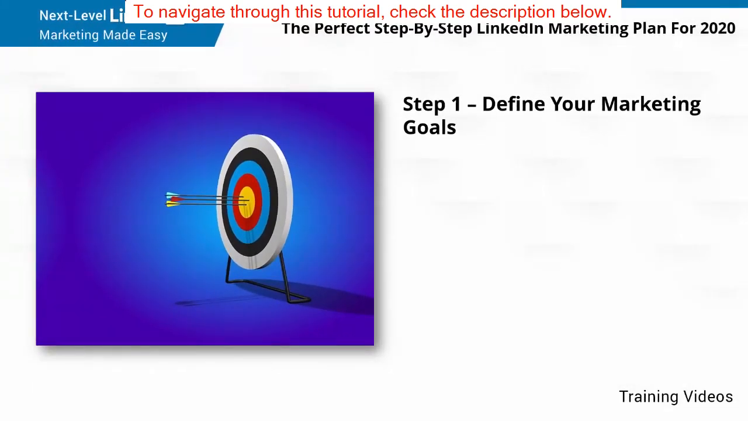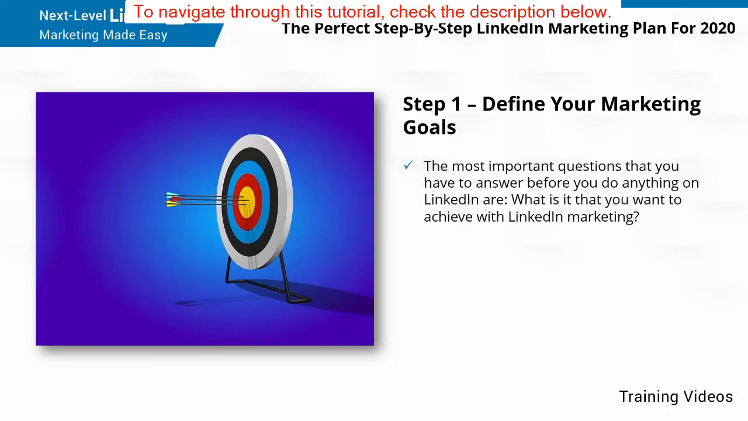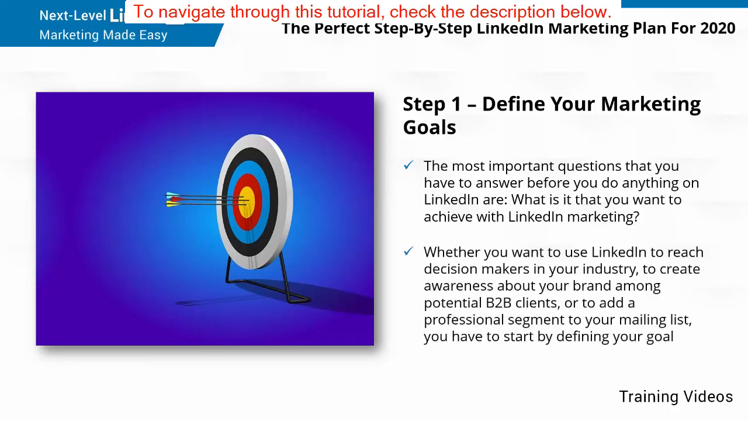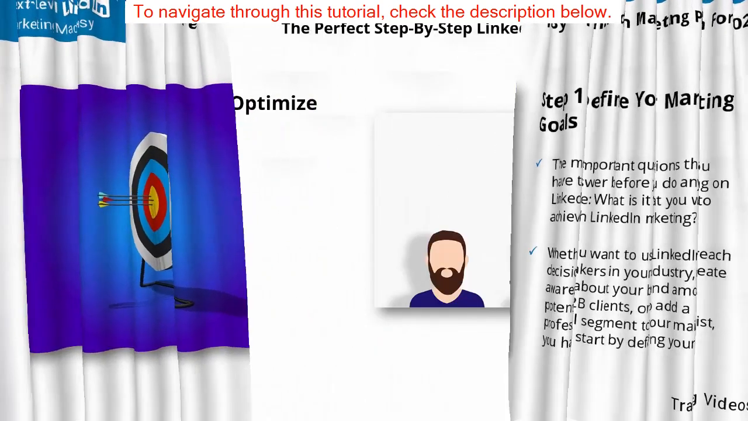Step number 1. Define your marketing goals. The most important questions that you have to answer before you do anything on LinkedIn are: what is it that you want to achieve with LinkedIn marketing? What are your marketing goals? Whether you want to use LinkedIn to reach decision makers in your industry, to create awareness about your brand among potential B2B clients, or to add a professional segment to your mailing list, you have to start by defining your goal. By having your marketing goal clear from the start, it will be easier for you to know exactly how to market yourself and your business on LinkedIn, and what type of content you can share with your audience there.